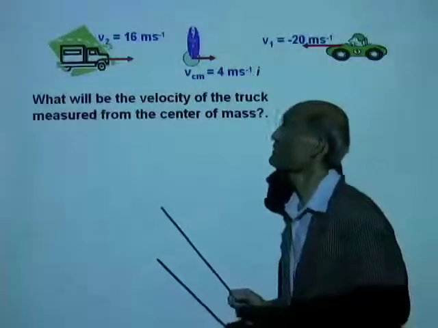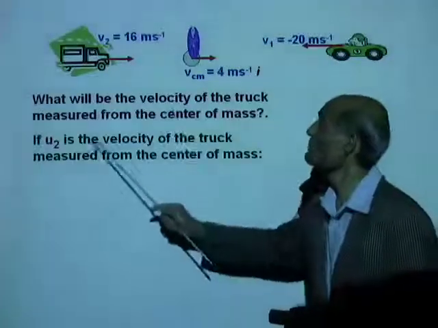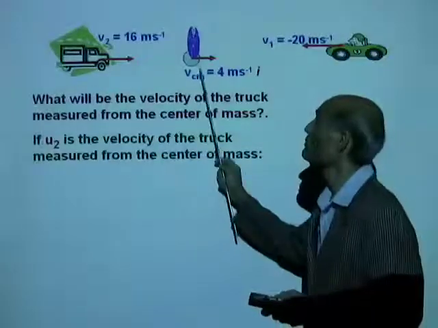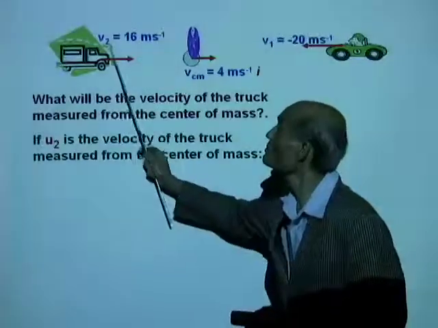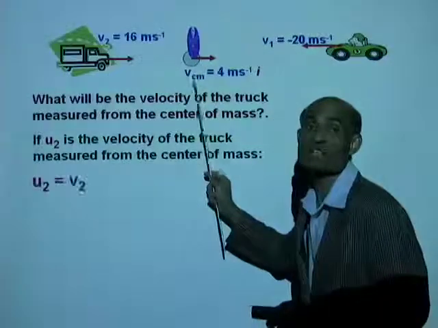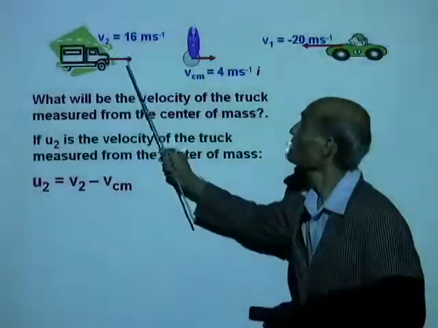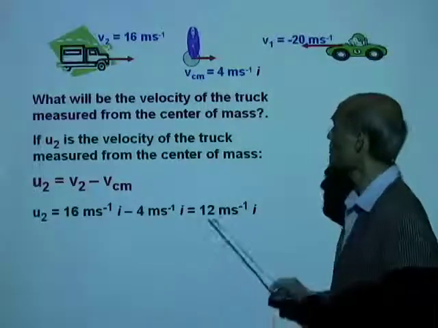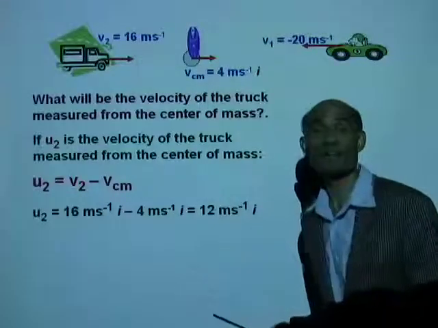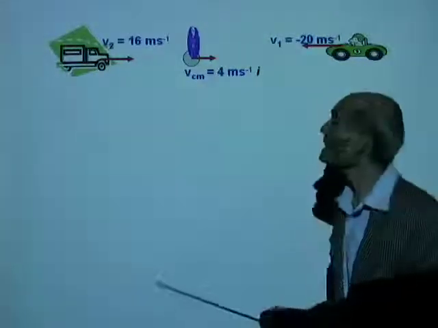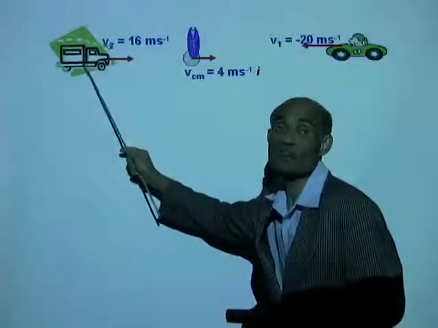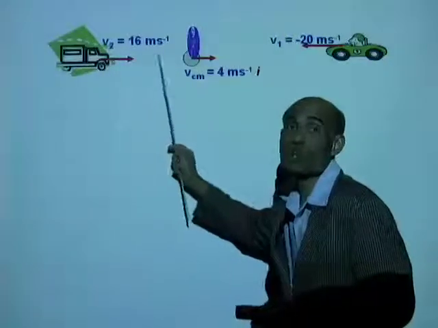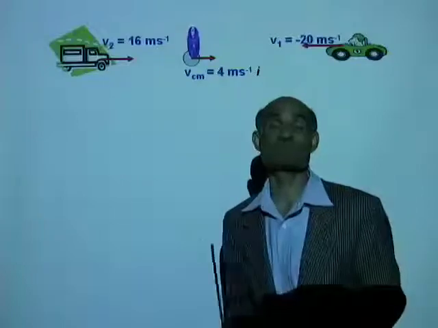Alright, what will be the velocity of the truck measured from the center of mass? If u2 is the velocity of the truck measured from the center of mass, then u2 will be v2 minus v center of mass. v2 is 16 meters per second i minus 4 meters per second i, that is 12 meters per second i. That means when you measure the velocity of the truck from the center of mass reference frame, the truck will appear to go east at 12 meters per second.